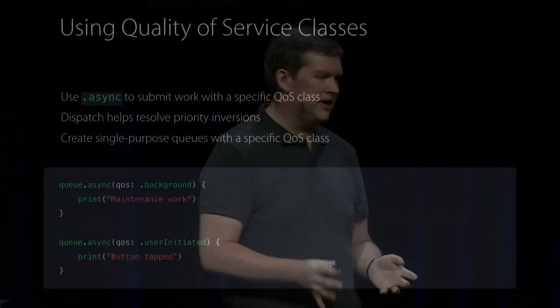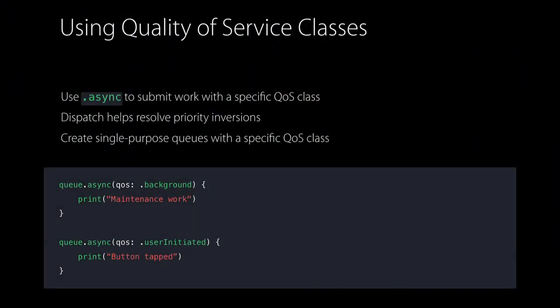And then you can also create dispatch queues that have a specific QoS class. This is very helpful, for instance, if you have background work that you always want to execute at background, you can create a queue that executes all its items at background, and when you submit work to that queue, that's the QoS it will get.